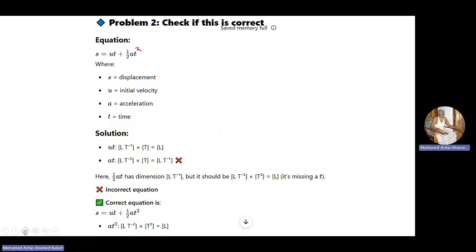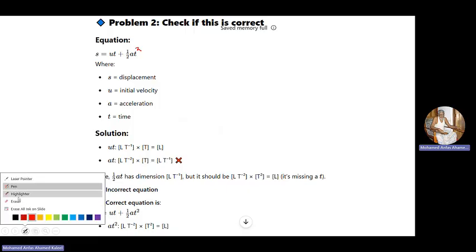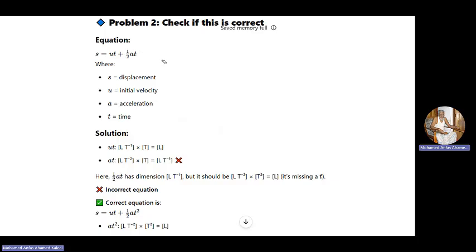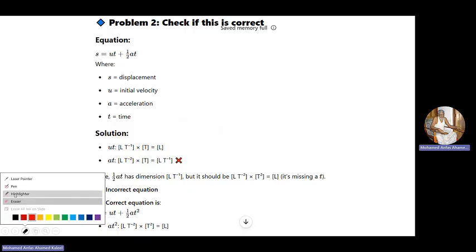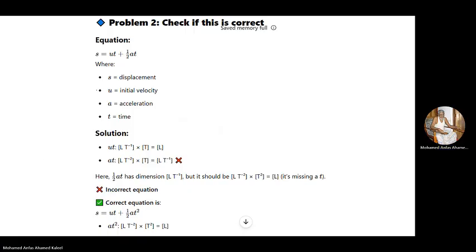But this equation is not at squared. It is just half at. For the purpose of checking, we will check whether this equation is correct or not by using dimensions.